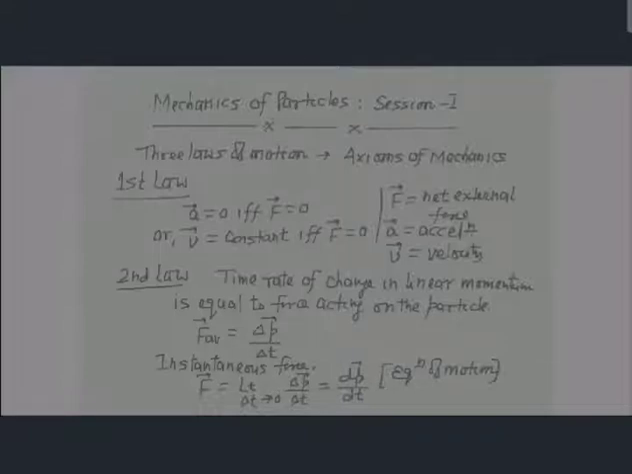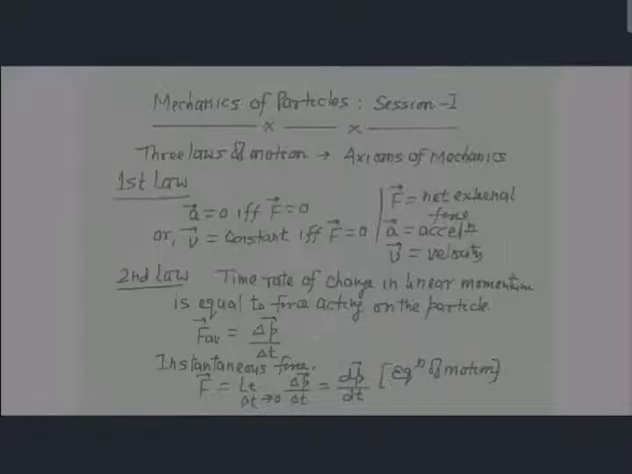Now Newton's second law of motion. Newton's second law of motion says that the time rate of change in linear momentum is equal to the force acting on the particle. So F average equals delta P upon delta T.